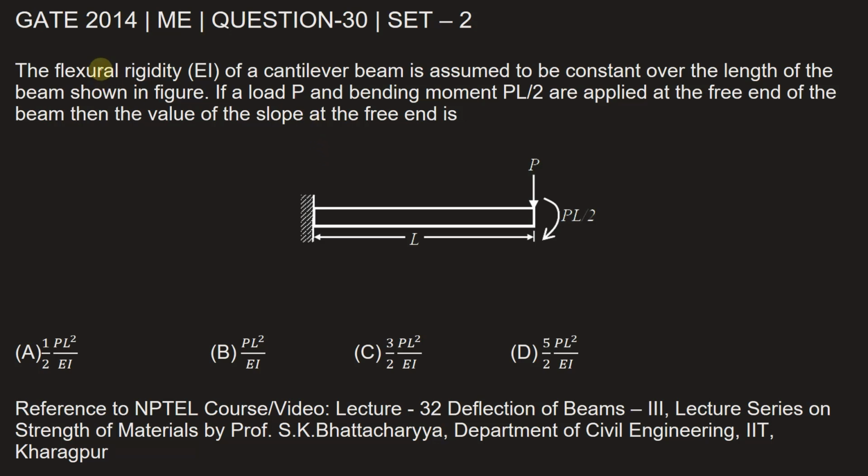This question is from GATE 2014 Mechanical Engineering paper set 2, question number 30. The flexural rigidity EI of a cantilever beam is assumed to be constant over the length of the beam shown in the figure. If a load P and bending moment PL by 2 are applied at the free end of the beam, then the value of the slope at the free end is. Let's see how this will be solved.